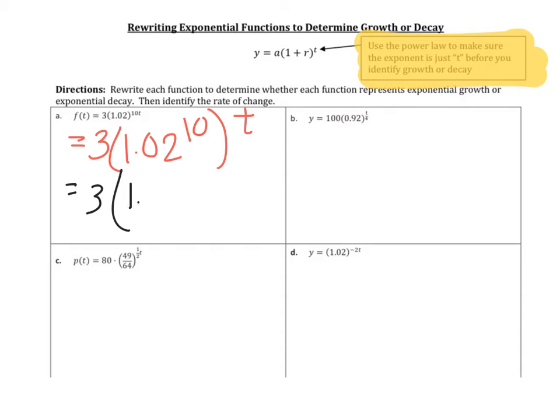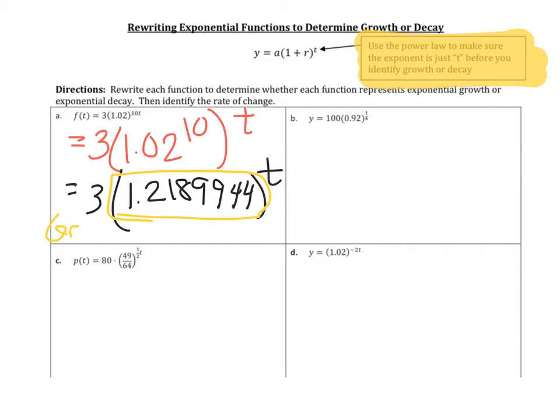I get 1.2189442 maybe, raised to the t. Now I can answer this question whether it's exponential growth or decay. Hopefully you're looking inside here and saying, okay, this is bigger than 1. Therefore, let's make a note. We know that it's growth.